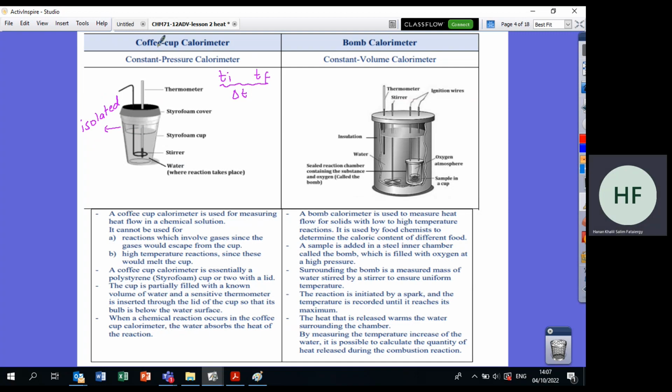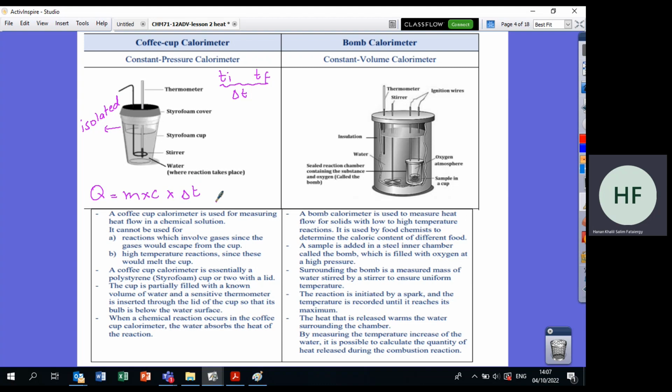Okay, now in the coffee cup calorimeter, this is similar to the coffee cup that you use to drink coffee, the styrofoam white cup. What do we do? We put the first reactant, and then we measure the temperature, the initial temperature, and then we put the other reactant, and then we cover them so that no heat is lost, and we measure the increase in temperature. Then how do we calculate Q? Q is equal to M times C times delta T.